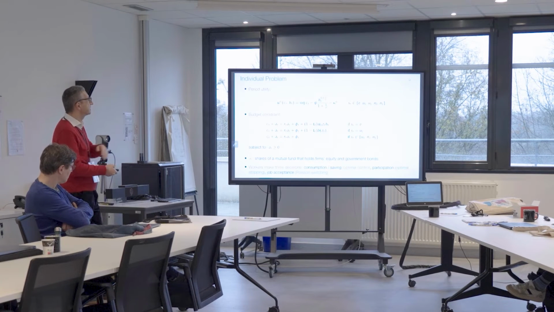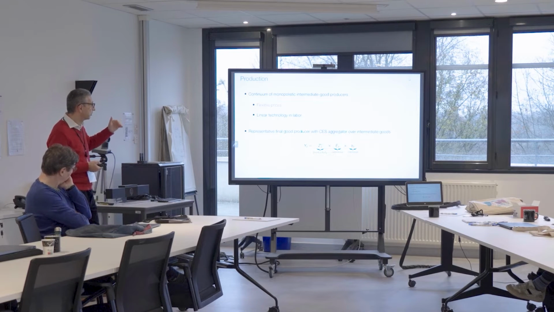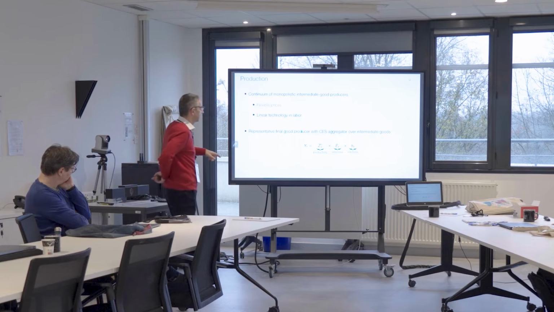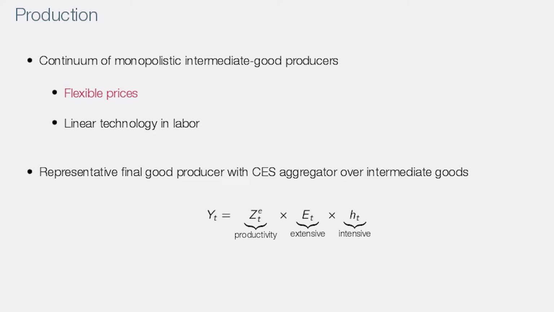So this is the household block, with all the heterogeneity driven by the skill dynamics and the market incompleteness. On the production side, there is a continuum of monopolistic intermediate good producers with flexible prices. So we're going to put the nominal rigidities on wages. They have a linear technology in labor, so constant returns to scale. There is a representative final good producer that is a CES aggregator of the intermediate goods, and this is the overall output of the final good producers.